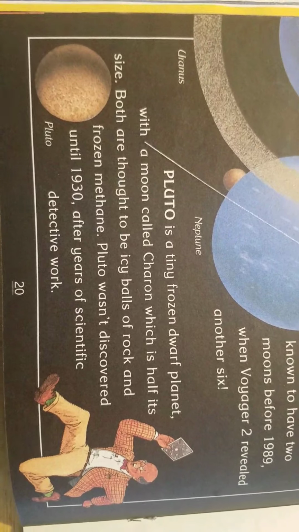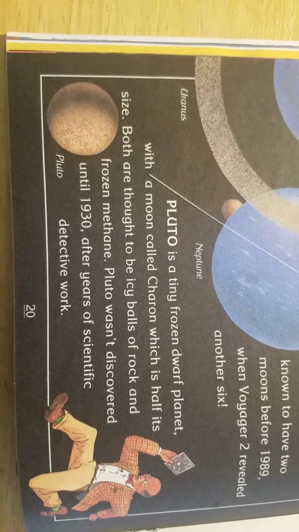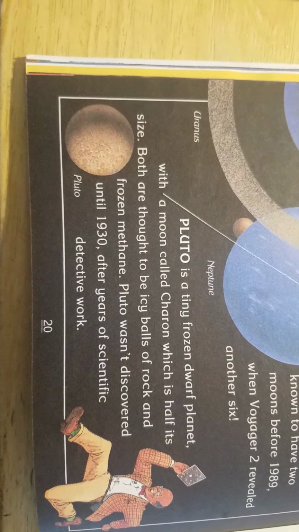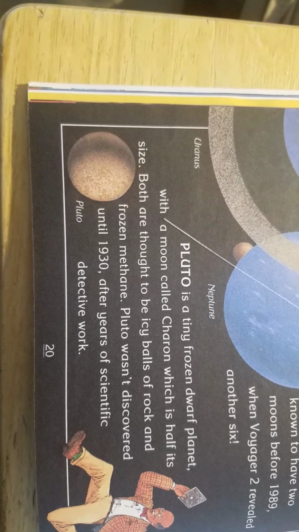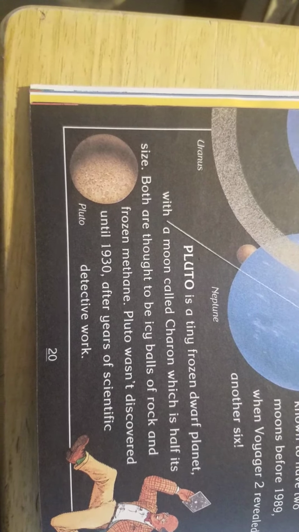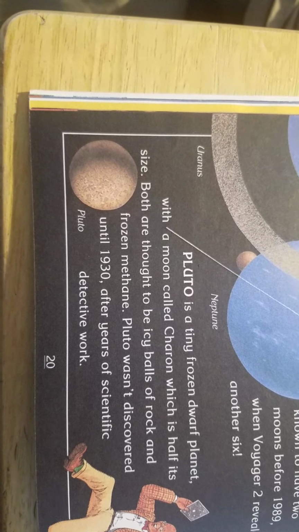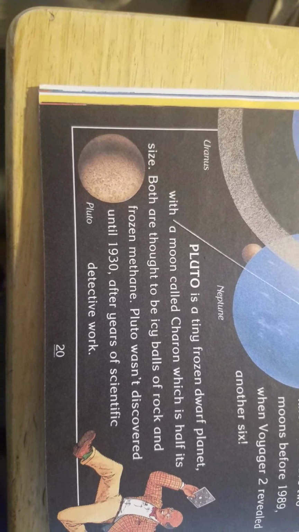Pluto is a tiny frozen dwarf planet with a moon called Charon, which is half its size. Both are thought to be icy balls of rock and frozen methane. Pluto wasn't discovered until 1930, after years of scientific detective work.